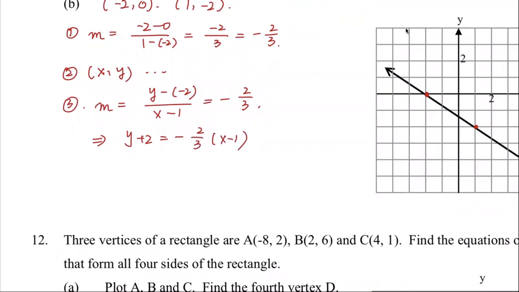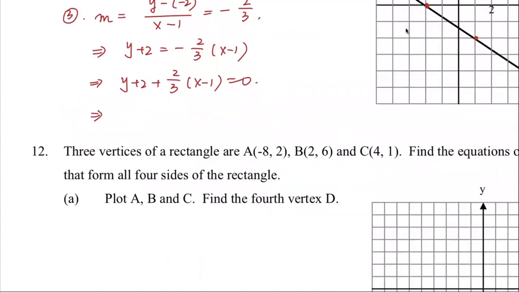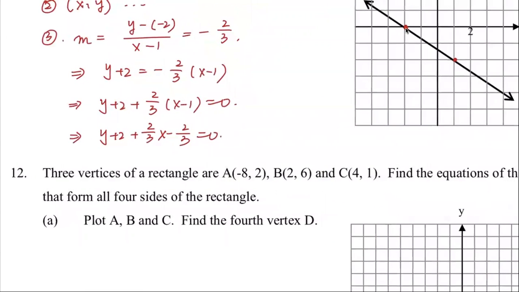Right? And now we move everything to the left. This gives us y plus 2 plus 2 over 3 times x minus 1 is equal to 0. Now we open the brackets. This gives us y plus 2 plus 2 over 3x minus 2 over 3 is equal to 0. Now we move the x term to the front. We combine the constants, right?